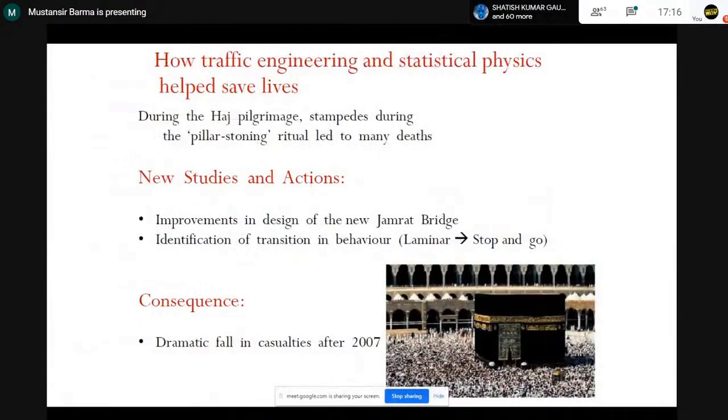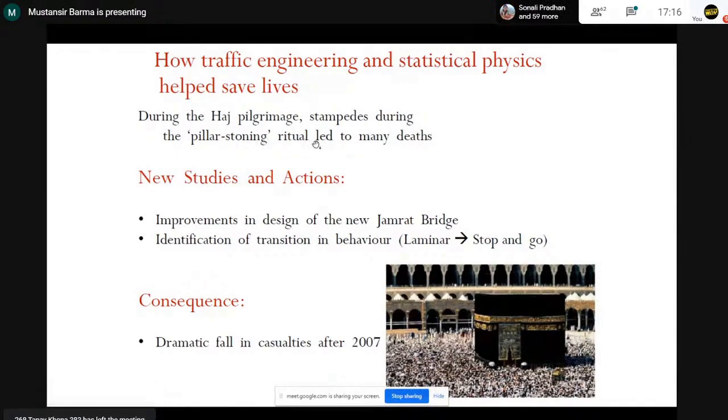Have these worked? Do these things work at all? It turns out they do. Statistical physics actually saves lives, has saved lives. How? Why? You'll all know about the Hajj pilgrimage, which happens annually in Saudi Arabia. And there used to be a certain part of the rituals, something called the pillar stoning ritual.